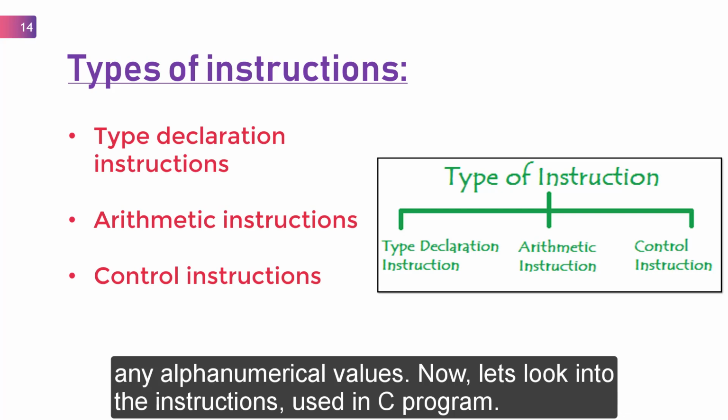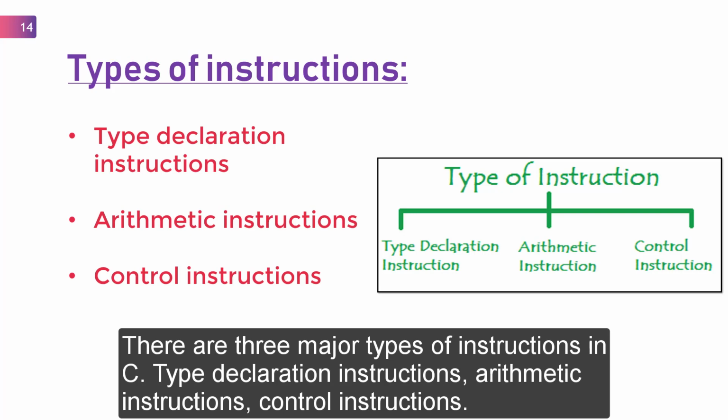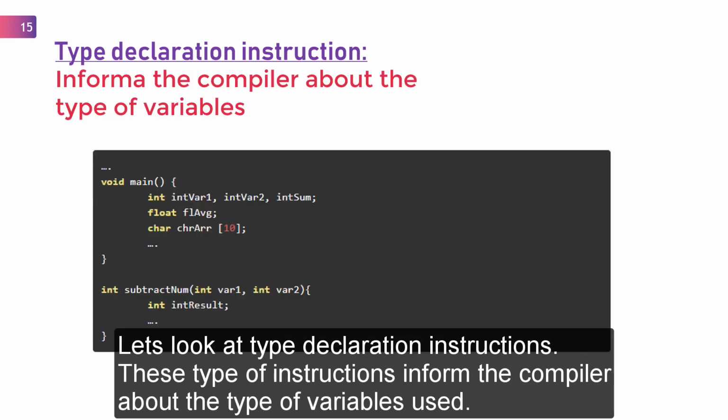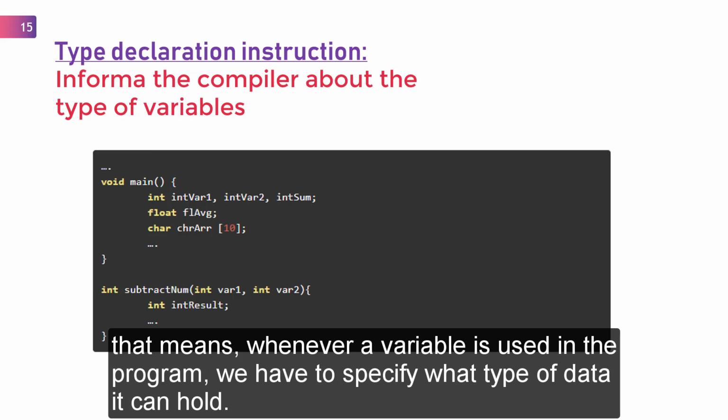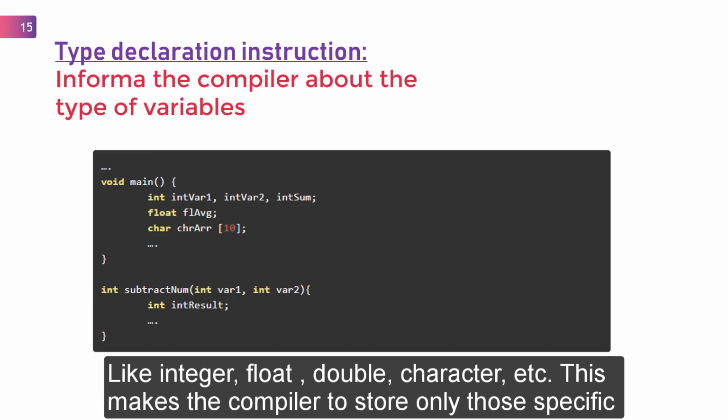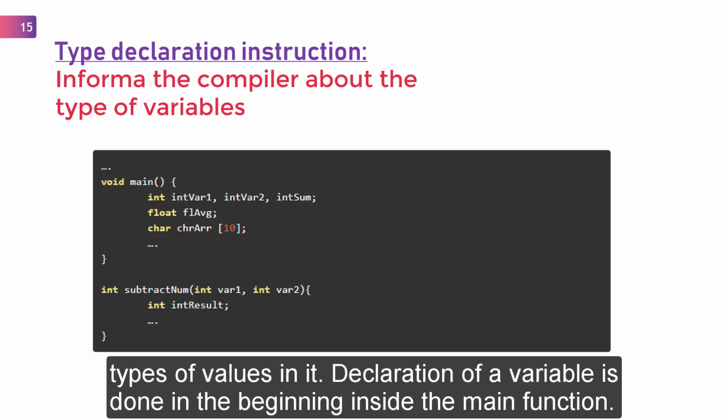Now, let's look into the instructions used in a C program. There are three major types of instructions in C: type declaration instructions, arithmetic instructions, and control instructions. Let's look at type declaration instructions. These instructions inform the compiler about the type of variables used. That means whenever a variable is used in the program, we have to specify what type of data it can hold, like integer, float, double, character, etc. This makes the compiler store only those specific types of values in it.